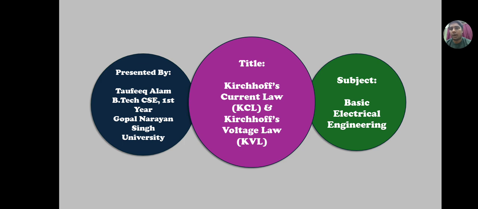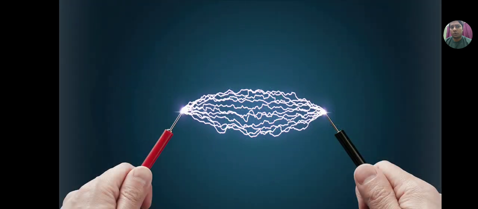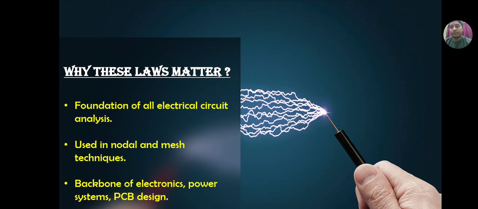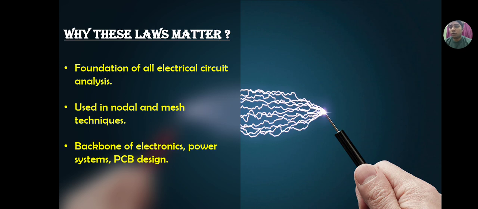Today I will be explaining Kirchhoff's current law and Kirchhoff's voltage law, which are fundamental laws used in electrical circuit analysis. So why do these laws matter? These laws form the basis of electrical circuit analysis. They are used in nodal and mesh techniques and are widely applied in electronics, power systems and PCB design.